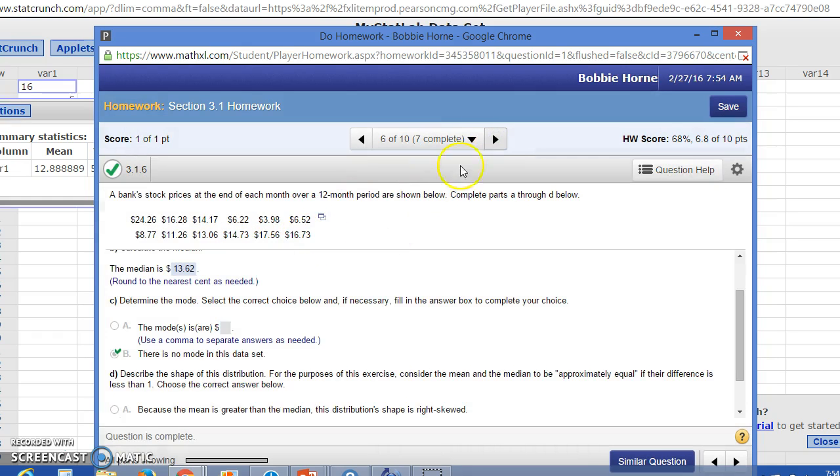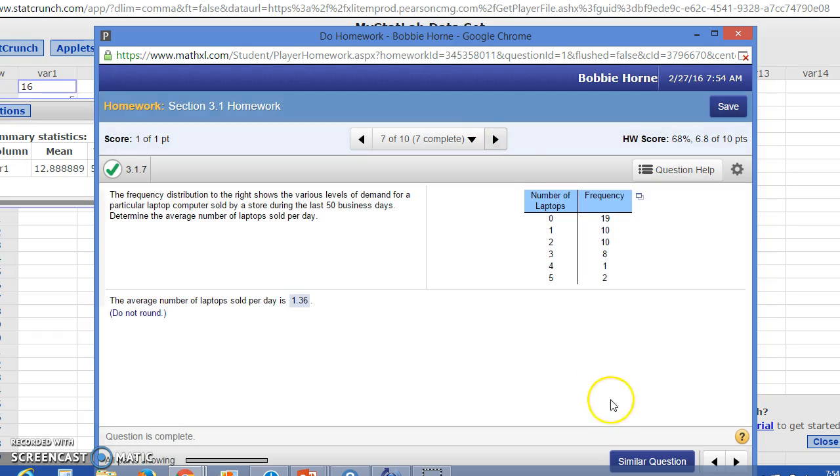You have more numbers, of course. Number 6 is the same. Okay, let's look at number 7. This is basically where you have laptops and a frequency.